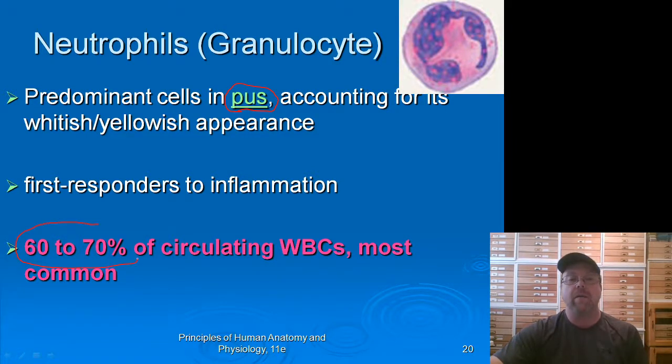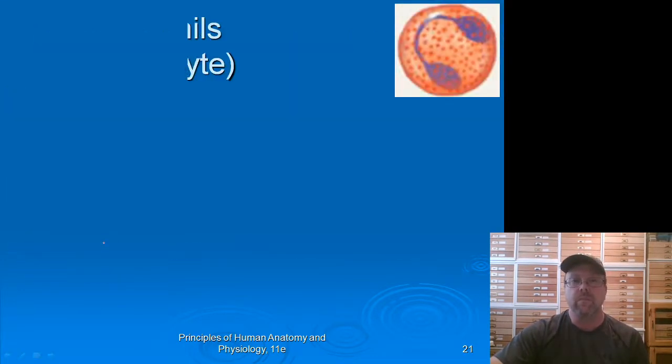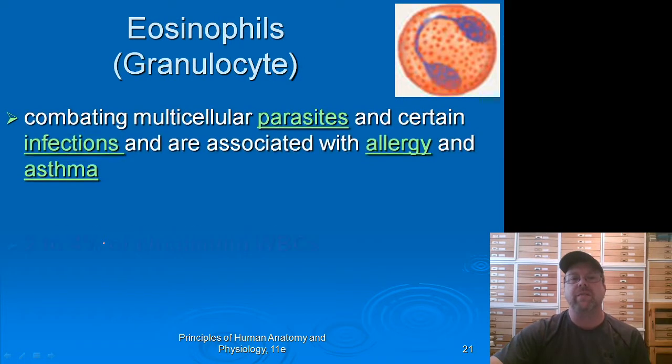Now, neutrophils are the number one most common circulating white blood cell. So, 60 to 70% of white blood cells that are in your bloodstream are going to be neutrophils. So, if you look at a smear under the microscope of blood and you find a white blood cell, chances are it's a neutrophil.